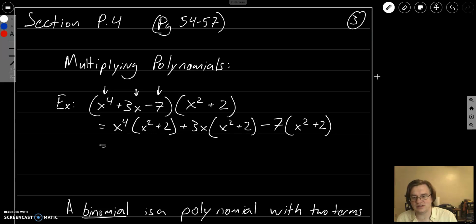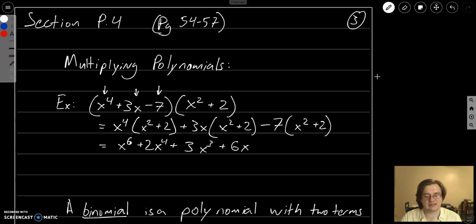Now I have to distribute the x to the fourth to the x squared and the 2. So x to the fourth times x squared will be x to the sixth power. X to the fourth times 2 will be 2x to the fourth. Next, 3x times x squared, the 3 sticks around, and then the x times x squared, those will combine together to give x to the third power. Likewise, 3x times 2 will be 6x. Lastly, negative 7 times x squared will have a negative number, so this will be negative 7 times x squared. And then lastly, negative 7 times 2 will be negative 14.